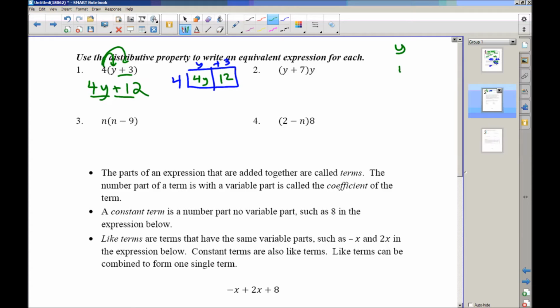So we may have y and then plus 7 and then a y up here. All right, so y times y is going to give me y squared, and y times 7 will give me 7y. So this is y squared plus 7y.